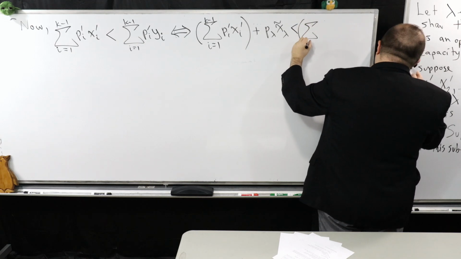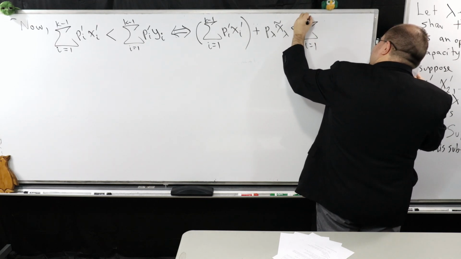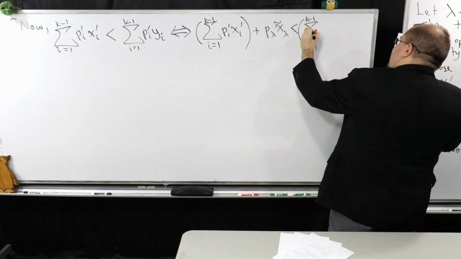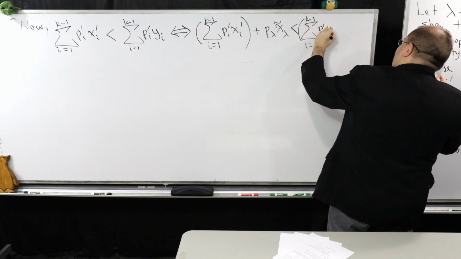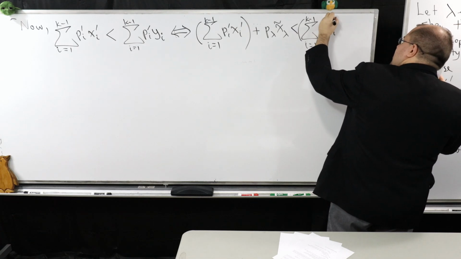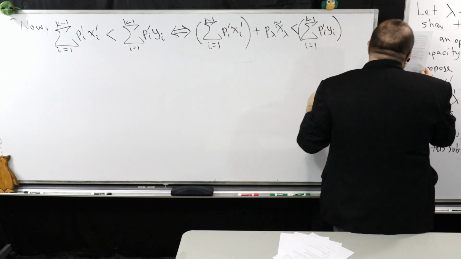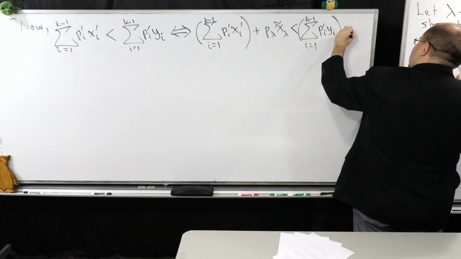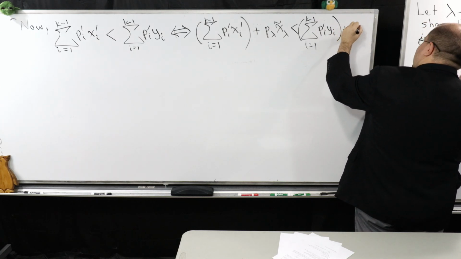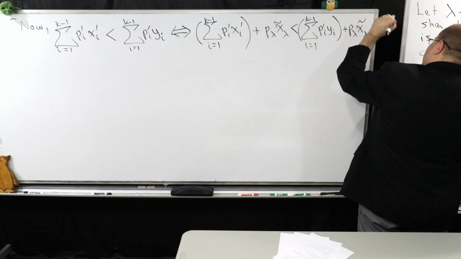Is less than the sum from i equals 1 to k minus 1 of p_i prime y_i, plus p lambda x lambda with the tilde.